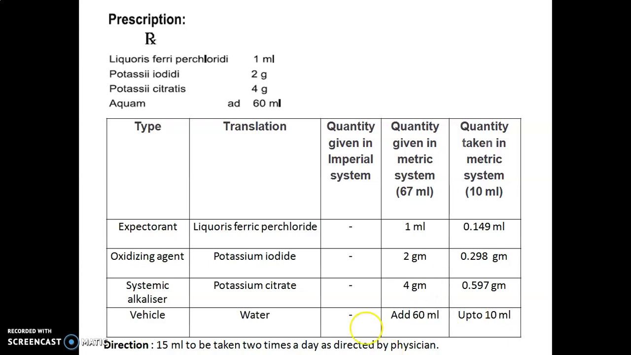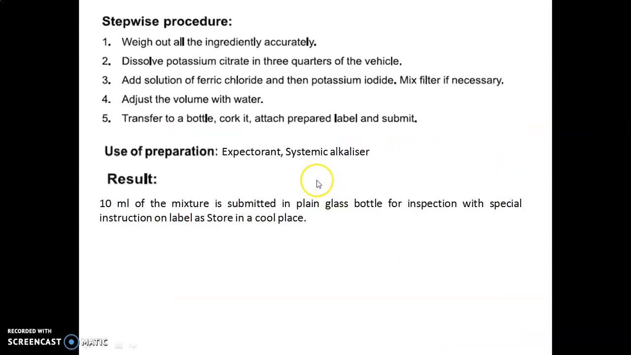So now let's see the direction. 15 ml to be taken 2 times a day as directed by the physician. Stepwise procedure: weigh all the ingredients accurately, dissolve the potassium citrate in 3/4 of the vehicle, add the solution of ferric chloride and then potassium iodide, mix it well, and if necessary then filter it. Adjust the volume with water. After that, transfer to a bottle, cork it, attach the prepared label and submit it.